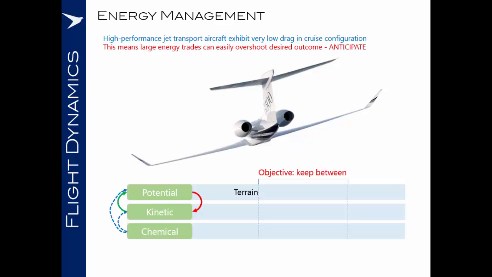First of all, for potential energy, we have the limits of the terrain below us, and buffet altitude, our limiting altitude above us. For kinetic energy, we have to keep between the aeroplane in a stalled condition and the placard speeds. For chemical energy, we simply have to keep away from empty tanks.